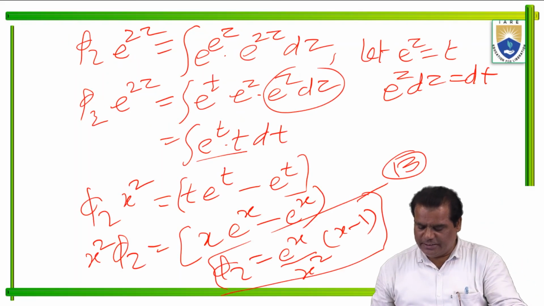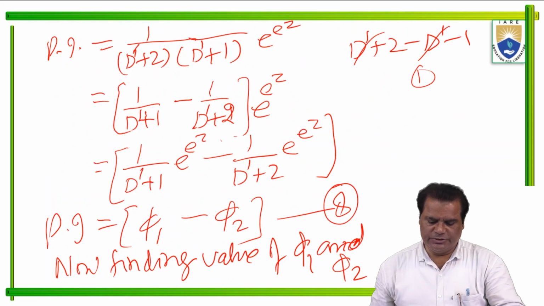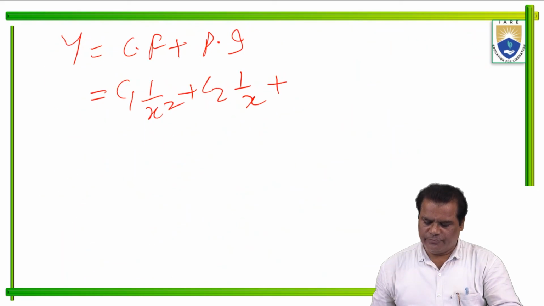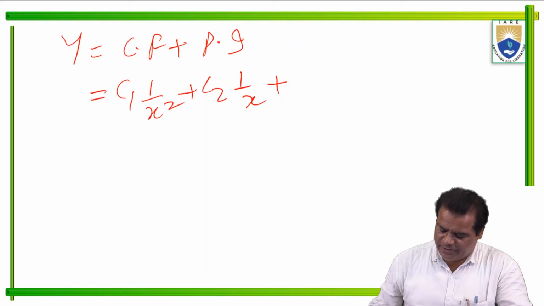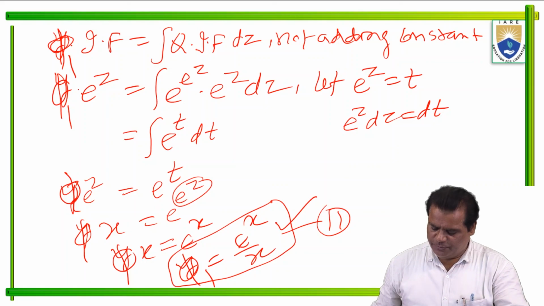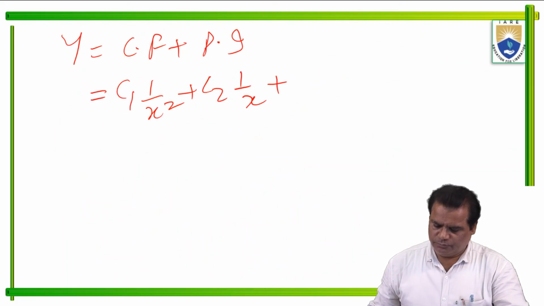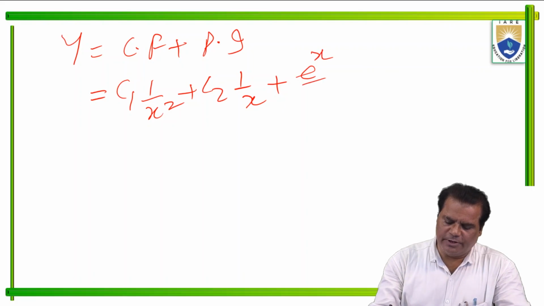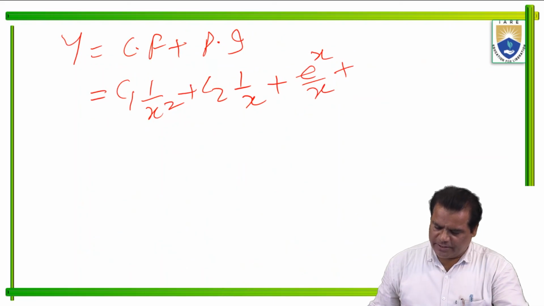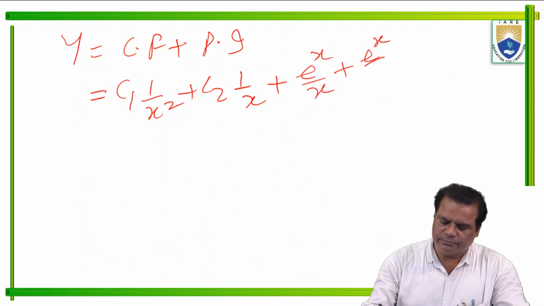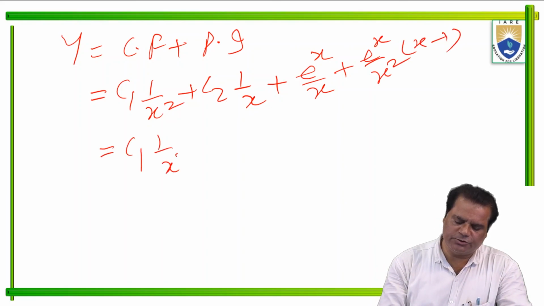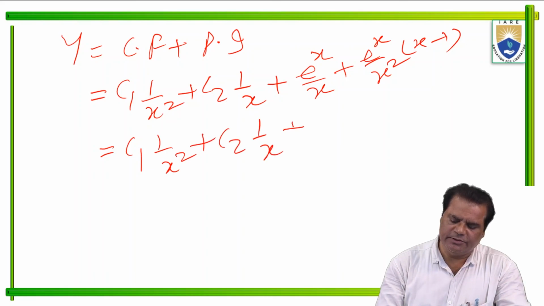What is PI there? PI is 1 upon this D', so here phi 1 minus phi 2. What is phi 1? Phi 1 is e^x upon x, plus next e^x upon x squared into x minus 1. So now C1 1 upon x squared plus C2 1 upon x plus e^x is common upon x squared.